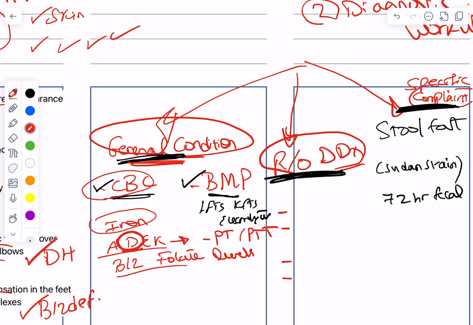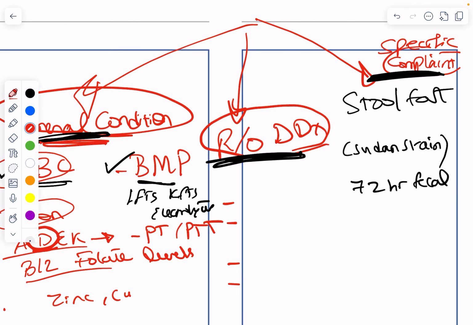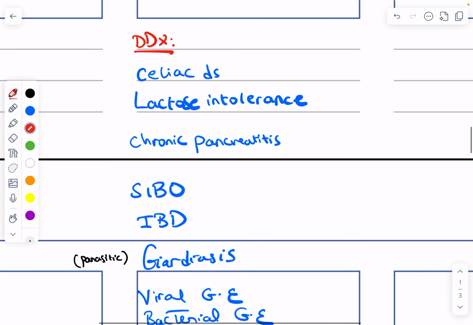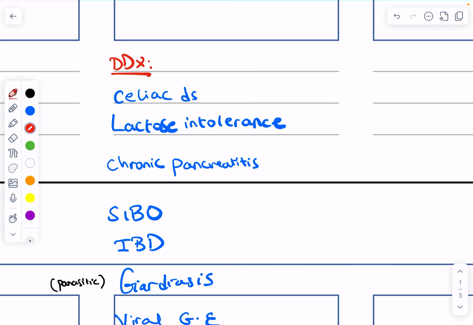And you might want to add just any other mineral, maybe zinc, copper, stuff like that. So that's the effect on the general condition, the effect of steatorrhea, right? Now let's rule out the differentials. The differentials here is everything that causes chronic diarrhea and malabsorption.